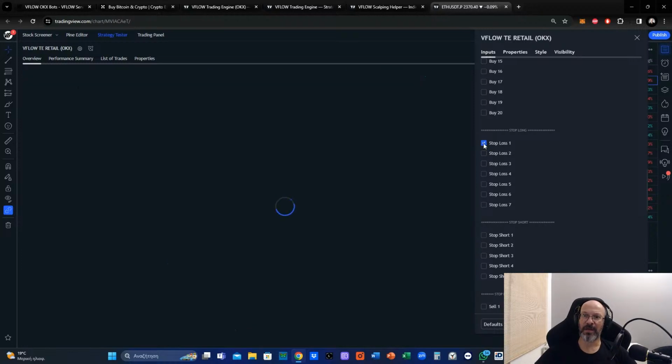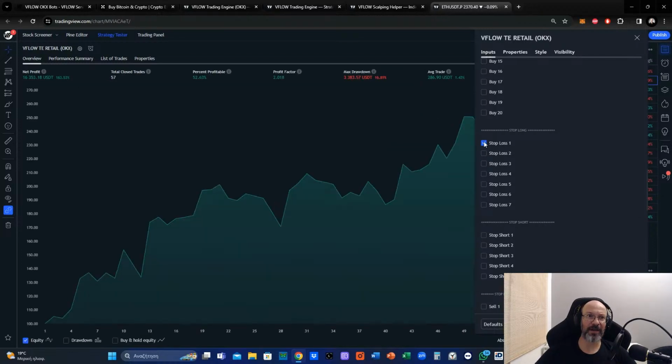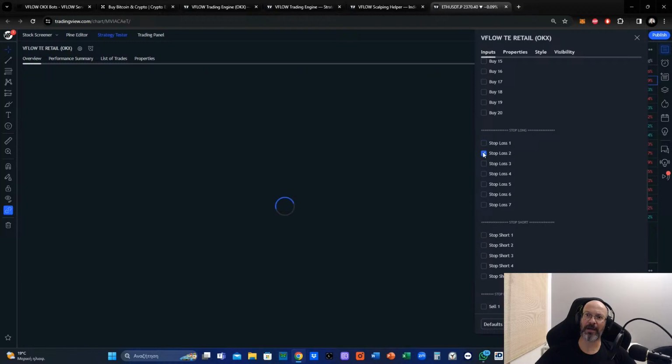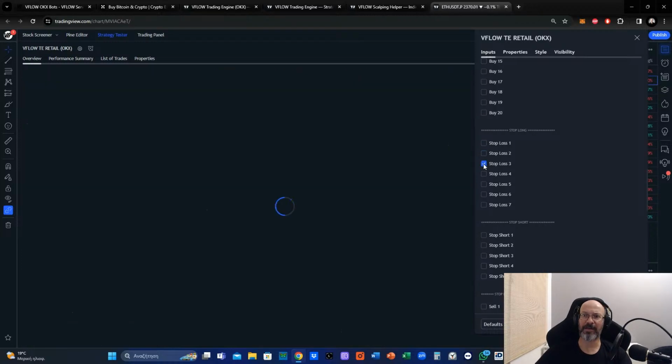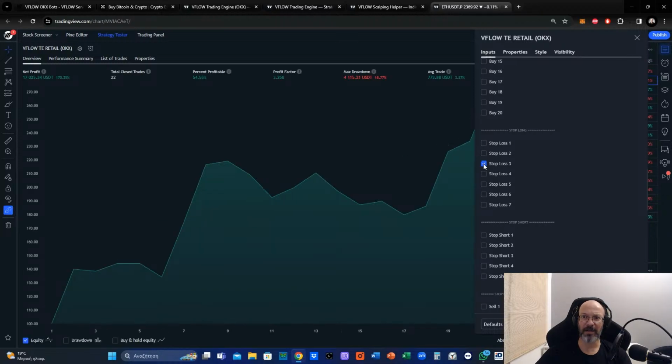Now let's move on to the stop loss. Actually, now we are trying to see what if we set up a stop loss, long stop loss, take profit points, whether we are going to improve our bot or not. We are not seeing any improvement. 180% profitability with 22 trades, which is quite good.